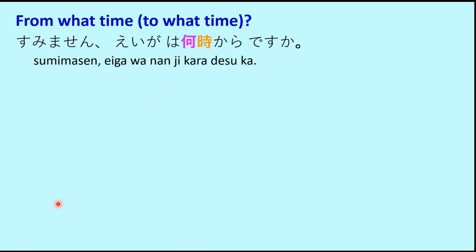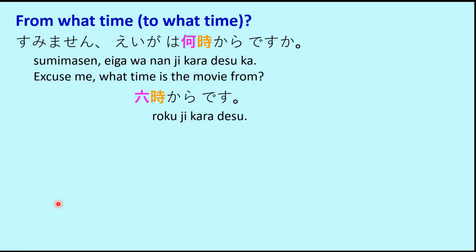So now let's look at a conversation. Sumimasen, eiga wa nanji kara desu ka? So sumimasen is excuse me, and eiga means a movie, that is film. So sumimasen, eiga wa nanji kara desu ka? What does that mean? Excuse me, what time is the movie from? Or what is the starting time of the movie? Rokuji kara desu. It's from 6.